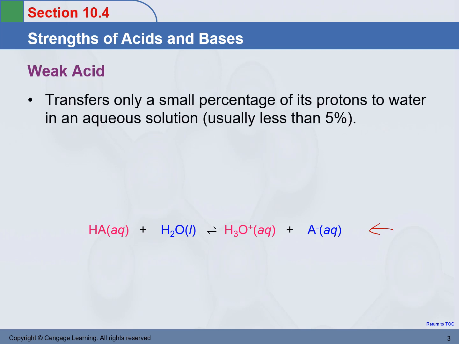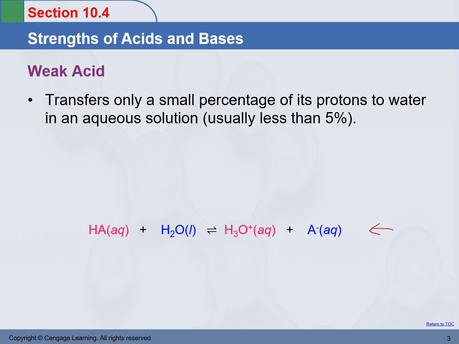A weak acid transfers only a small percentage of its protons to water in the aqueous solution, usually less than 5%. 95% of the weak acid molecules will stay as molecules. Only about 5% are transferred, ionized, become the ions, become conjugate base.